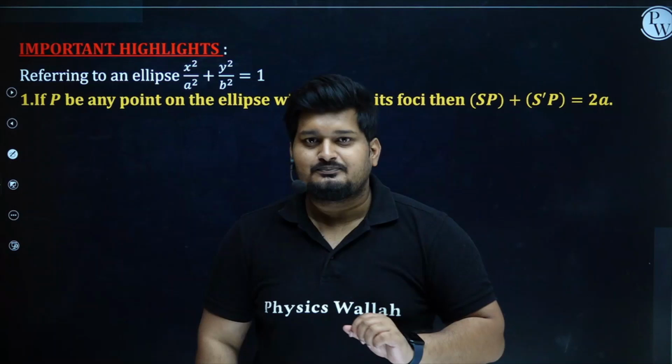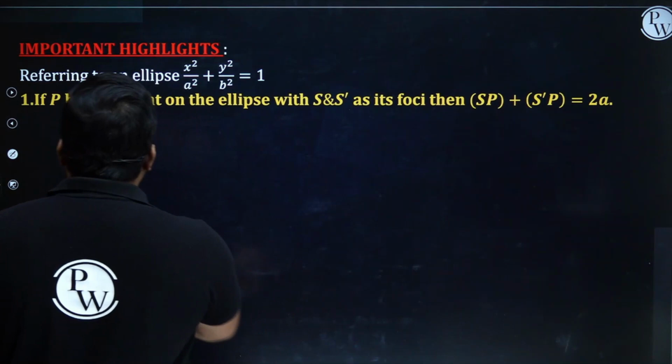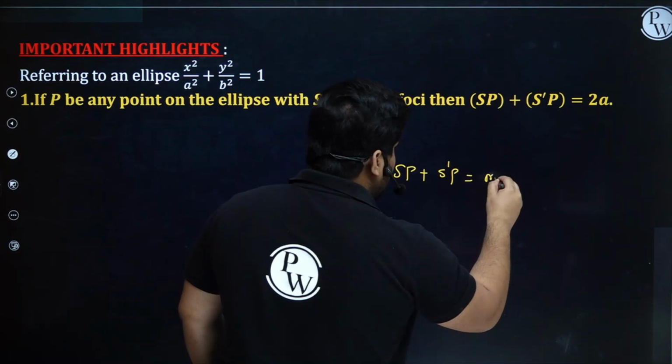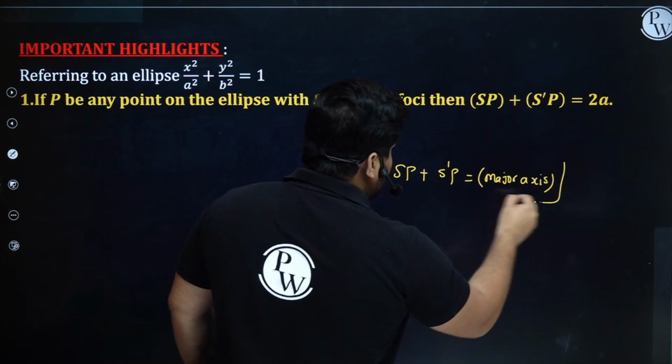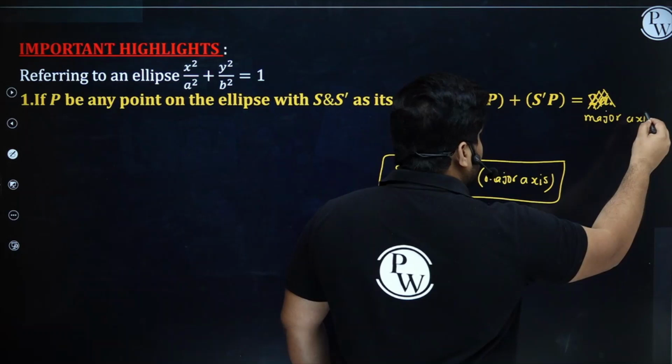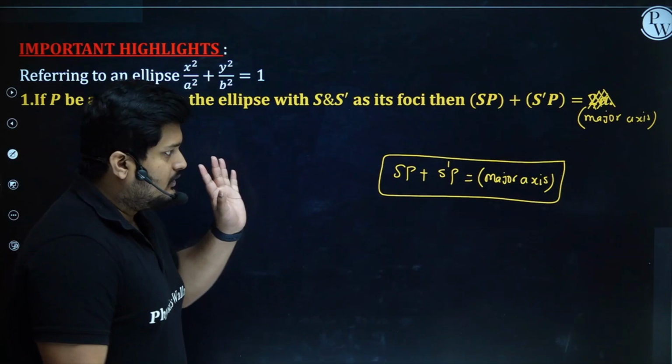The first one, starting with the easiest: if P be any point, then SP plus S dash P is 2a. So instead of this, I'll write SP plus S dash P equal to length of major axis. This is what I'll write, because this 2a will be wrong, this is not right. This is basically the major axis. For a horizontal ellipse it will be 2a, but for vertical it will become 2b. So SP plus S dash P will be equal to major axis length.